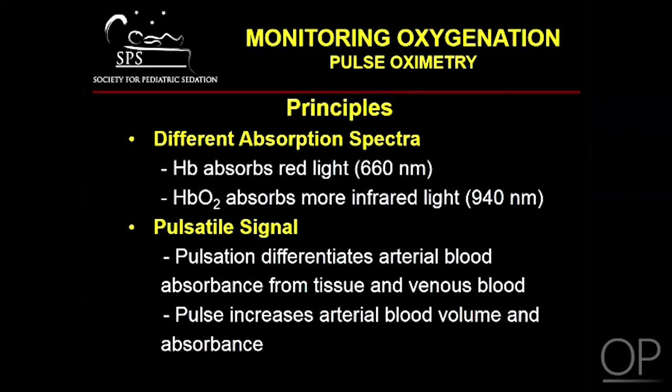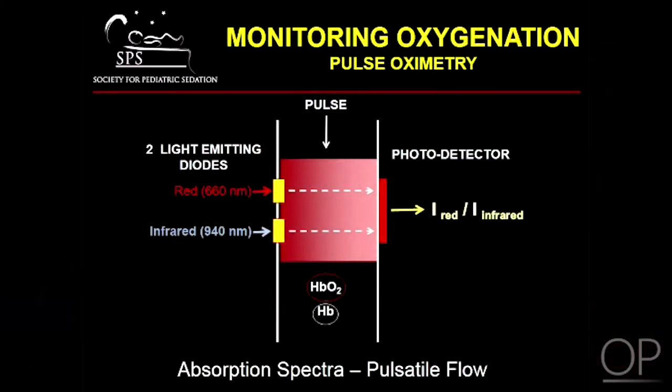Pulse oximetry is based on the differential absorption spectra of oxygenated and deoxygenated blood and uses the pulsatile nature of arterial blood flow to enable the extraction of absorption data. This is illustrated here. Two light-emitting diodes tuned to the specific absorption wavelengths of oxygenated and deoxygenated hemoglobin shine light through a peripheral tissue bed to a photodetector on the other side.